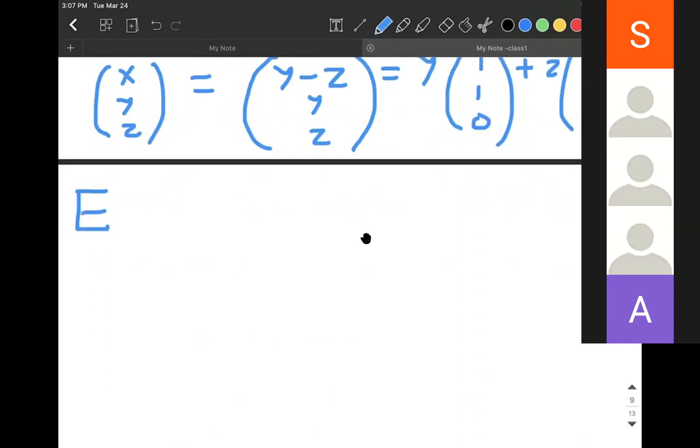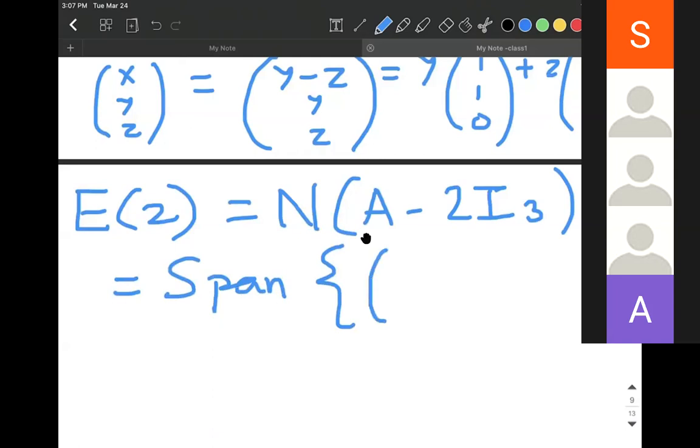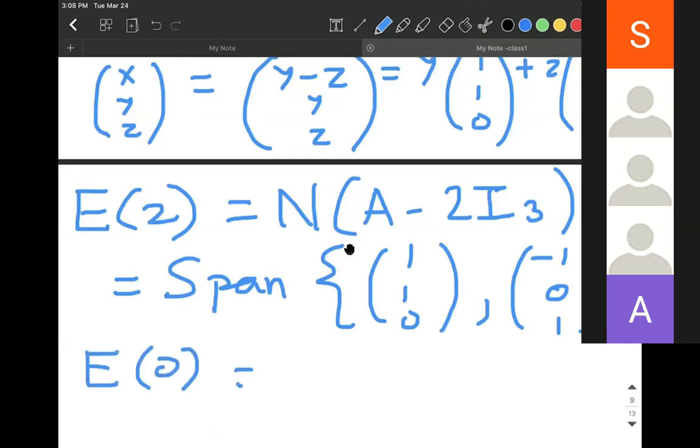Okay, so what does it mean? It means that the eigenspace for 2, which was the null space of A minus 2 I3, is given by the span of these two vectors: 1, 1, 0 and minus 1, 0, 1. Okay, so this is the answer for 2.